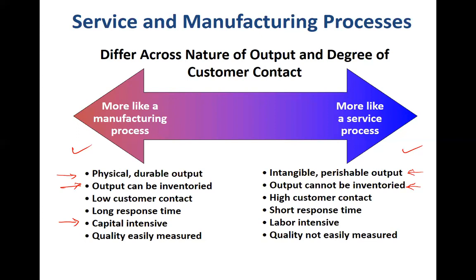Whereas service processes are typically labor intensive, so you are relying on a skilled workforce, unskilled many times, and the objective is to deliver the services using the labor that you have as per the customer satisfaction. Quality can be much more easily measured in a manufacturing process because you have tangible output, you have dimensions that you can measure, and those kinds of activities cannot be done easily in a service process because it's an intangible output.